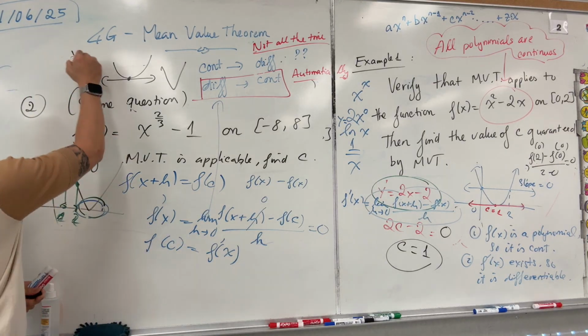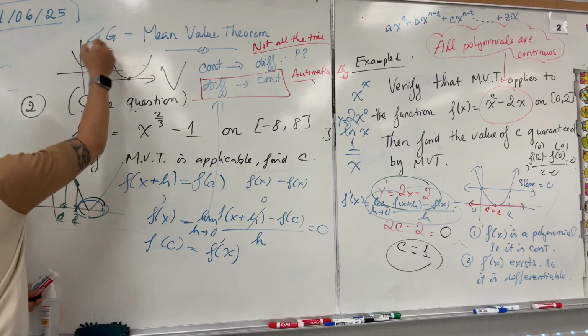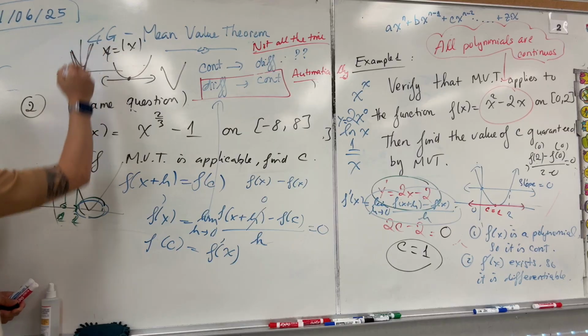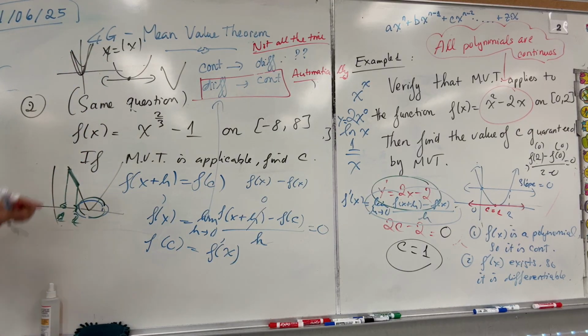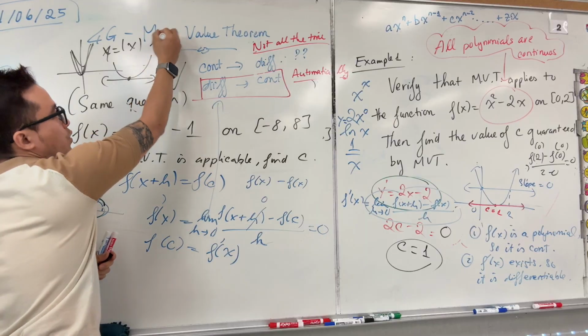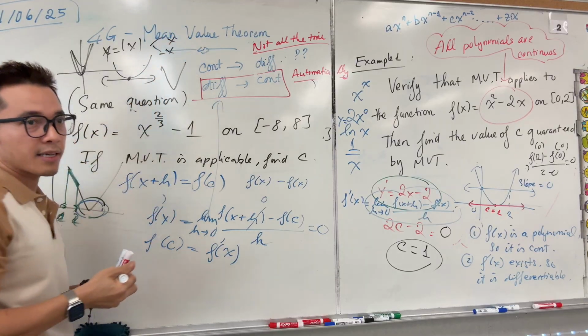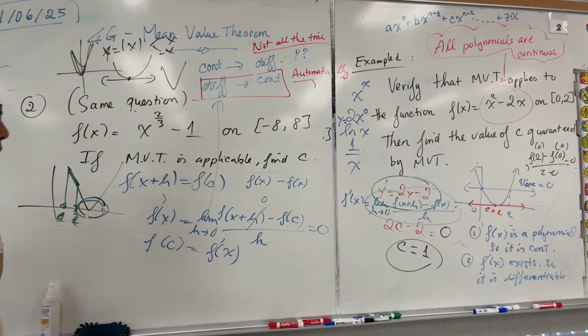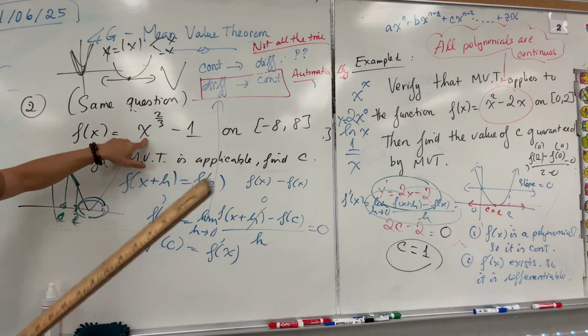Like this function right here, y equal to absolute value of x. Where did the sharp turn happen? It happens at 0. There's no slope at 0. Because for this one, if you want to take the derivative, you need to consider x equal to x and x equal to negative x, and it doesn't have a slope at x equal to 0.